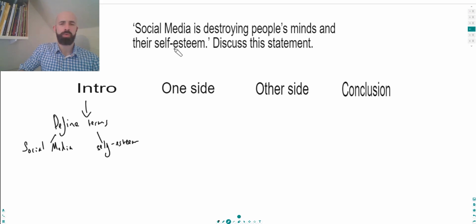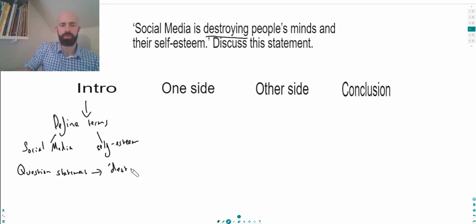Then probably I would also pick apart the question a little bit. So I look at the word here, destroying. It's okay, well this is a pretty strong word. So I would actually look at the question itself, or the statement, and I would probably question the statement. I would analyze the statement. Destroying is a very strong term. So we're going to have to be careful with whether we really do agree with this statement or not.